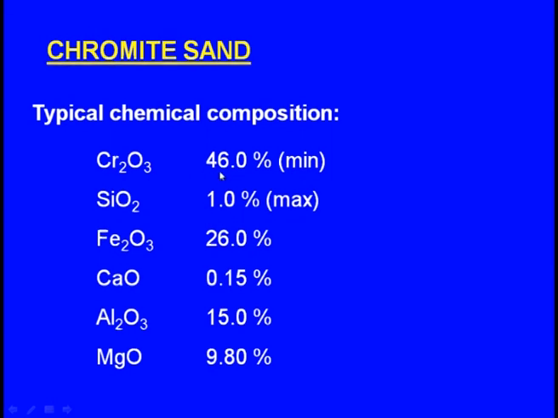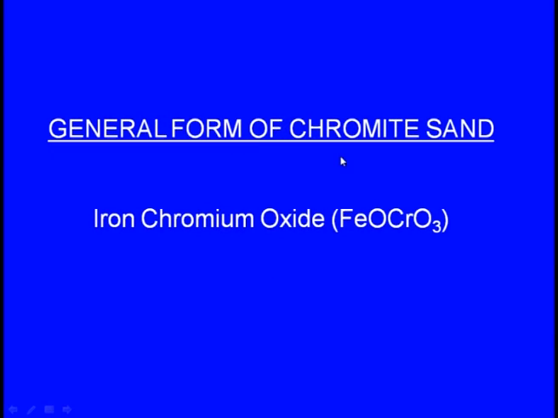And what is the chemical composition? It contains chromium oxide 46% minimum, silicon dioxide 1% maximum, iron oxide 26%, calcium oxide 0.15%, aluminum oxide 15%, and finally magnesium oxide up to 9.8%. So these are the different components present in the chromite sand. This is the general form of the chromite sand. It appears as iron chromium oxide, FeOCrO3.